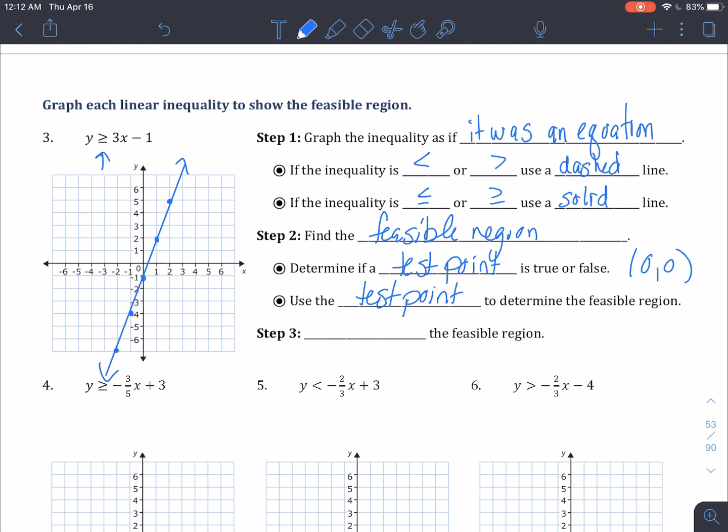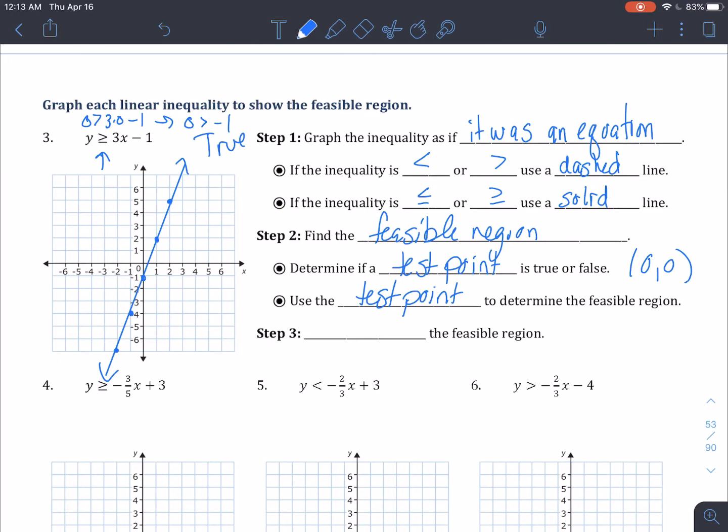So let's go up to our inequality. We're going to be using the point 0, 0. It's so nice because it simplifies everything. 3 times 0 is 0, minus 1. So we have really 0 greater than negative 1. Is that true? Yes, that's true.